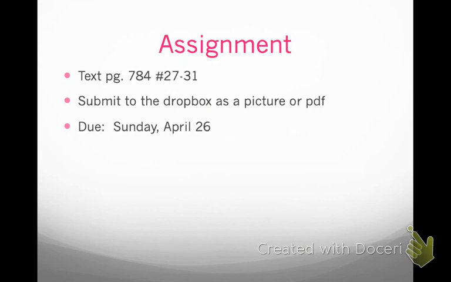Okay, the last thing I have to show you is your assignment. So there's some textbook problems. I moved some problems around this week, so just as long as you get them all into the Dropbox and I can see them all there, you'll get credit, because I kind of realized I gave you some problems that I said were due earlier in the week, and they really should have been given with this assignment. So if you did things out of order, it's okay. As long as you have all of them done, you'll get credit. So page 784, you're going to work on 27 to 31. You can submit a picture or PDF to the Dropbox, and it's due on Sunday, April 26th.